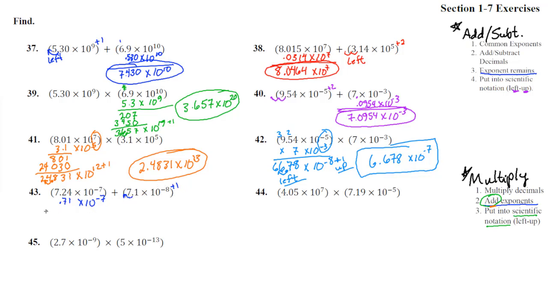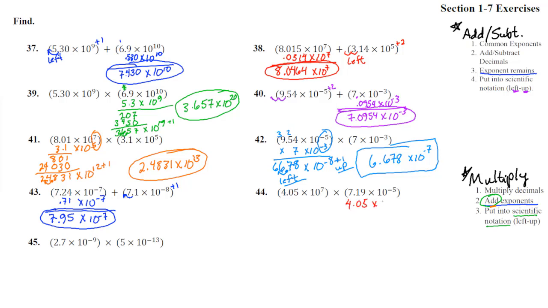We now have common exponents, so we can add them. 4 plus 1 is 5. 2 plus 7 is 9. 7 plus 0 is 7. 7.95 times 10 to the negative 7th. And it is in official scientific notation. Excellent. Next one. 4.05 times 10 to the 7th times 7.19 times 10 to the negative 5th. Oh boy. Okay.